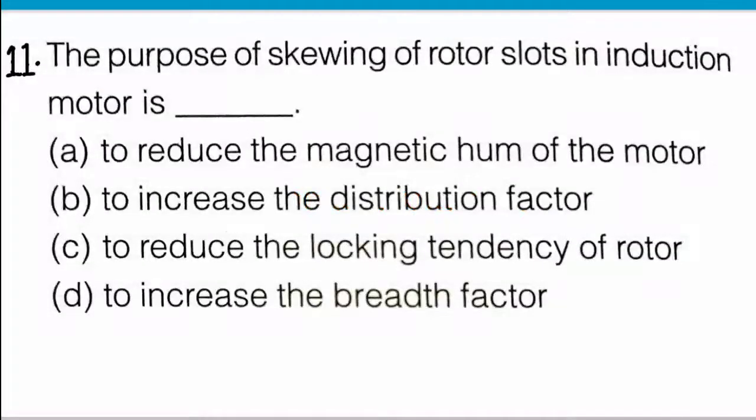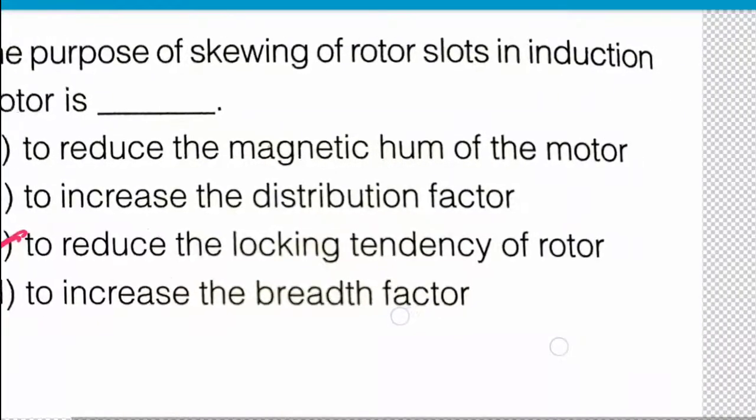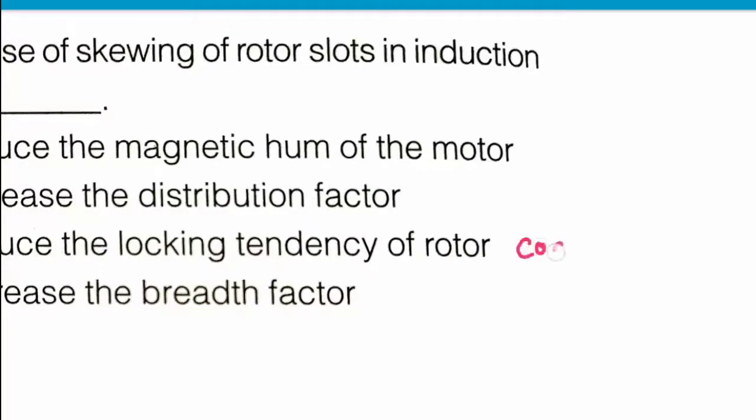Next question, the purpose of skewing of rotor slots in the induction motor is: option A, to reduce the magnetic hum of the motor, option B, to increase the distribution factor, option C, to reduce the locking tendency of rotor, option D, to increase the breadth factor. So here this is to reduce the locking tendency of the rotor. This is also called the cogging in induction motor.